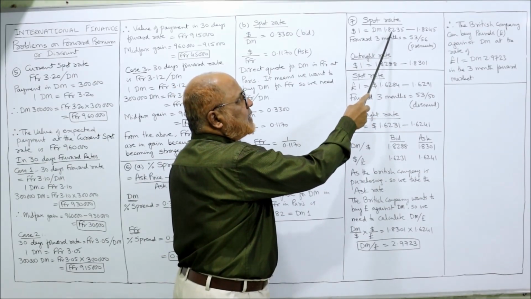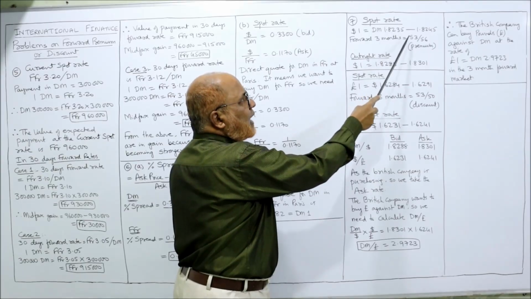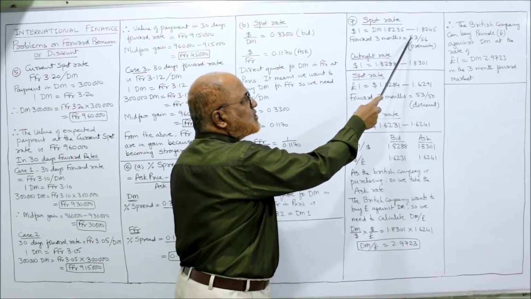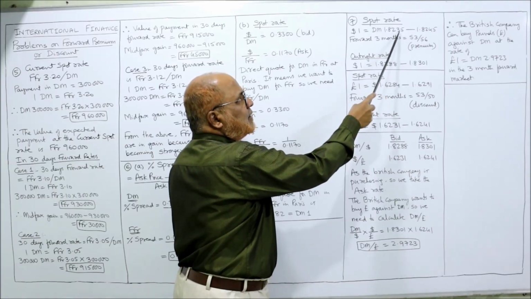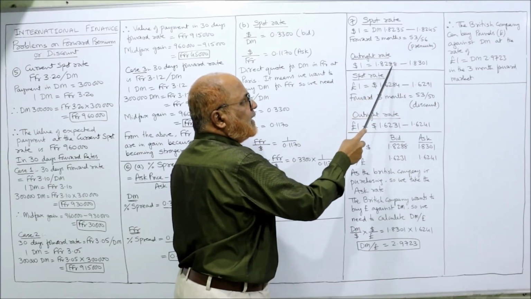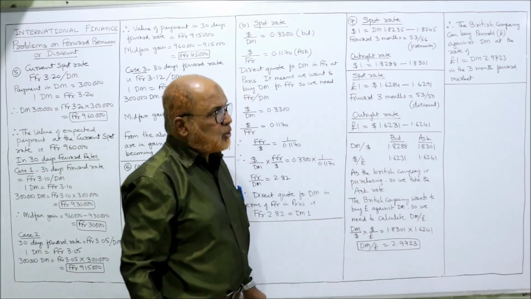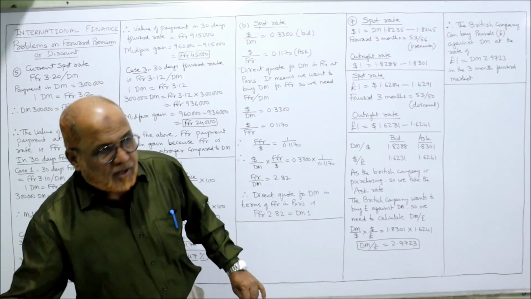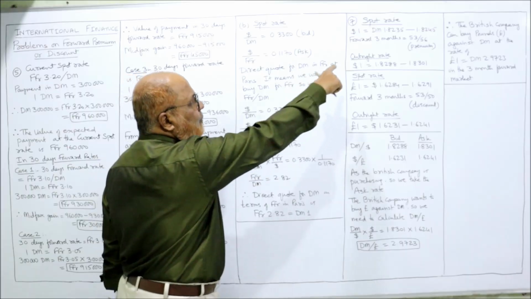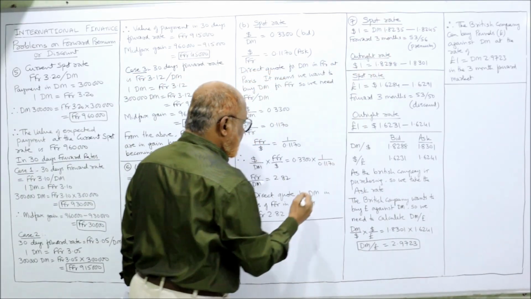So actually 1.8235, you add the last 35 plus 53, you will get 88. 35 plus 53, you will get 88. So 1.8288. For simplification, I will write it down. So the bid rate is 1.8235.